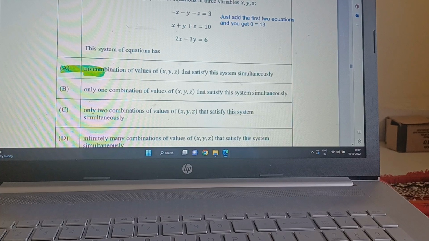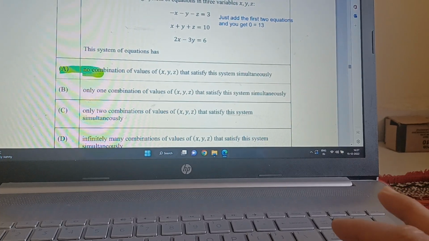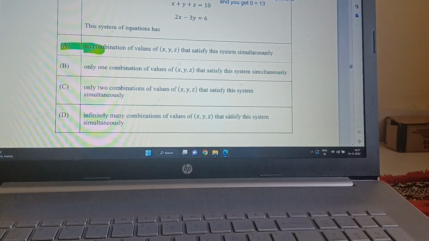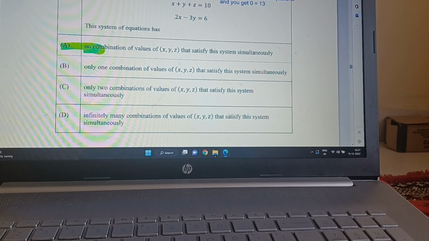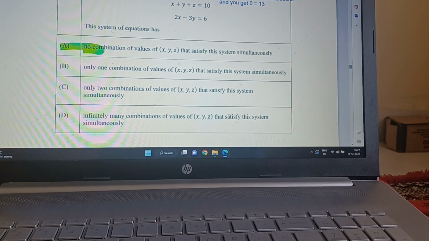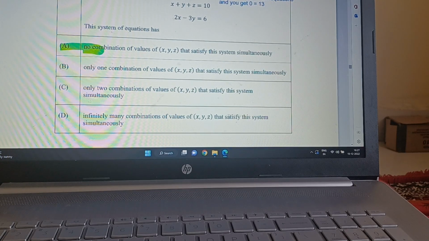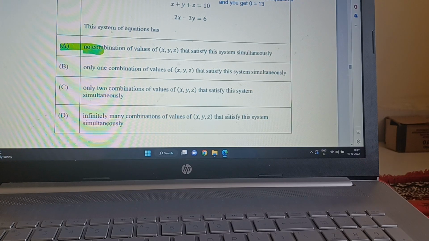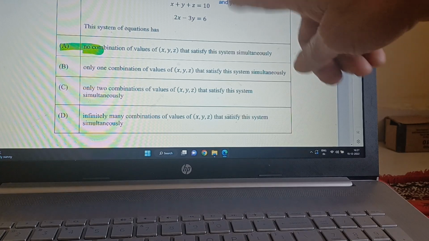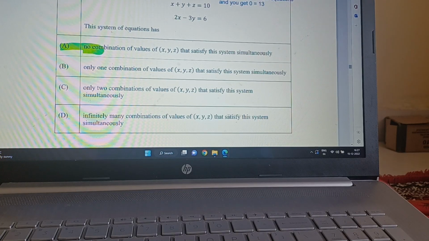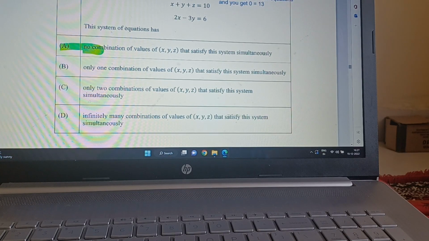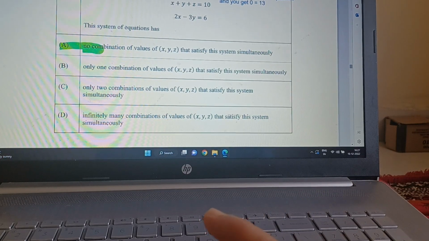Then C is only 2 combinations. This also has the same weakness as option B. And then option D is infinitely many combinations. Yes, it could have been infinitely many combinations, but that would be if both sides were 0, but it is not so. Hence D is also not the correct answer.